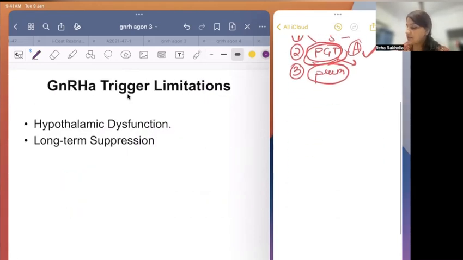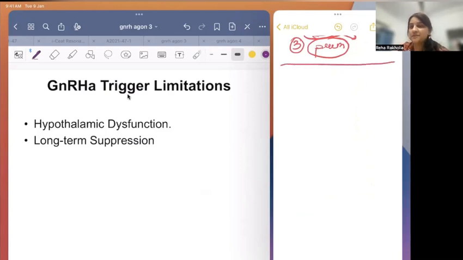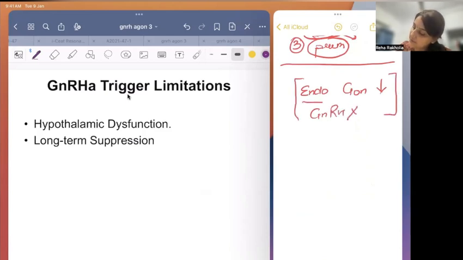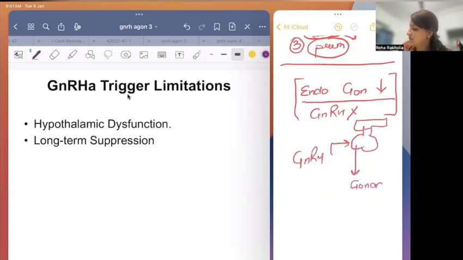What are the limitations? First is hypothalamic dysfunction. If endogenous gonadotropins are already low, then we cannot use GnRH agonist as a trigger. Why? Because the mechanism of GnRH agonist is that it goes to the pituitary and stimulates it to release endogenous gonadotropin. If endogenous gonadotropin is low, the GnRH agonist trigger cannot have its effect.